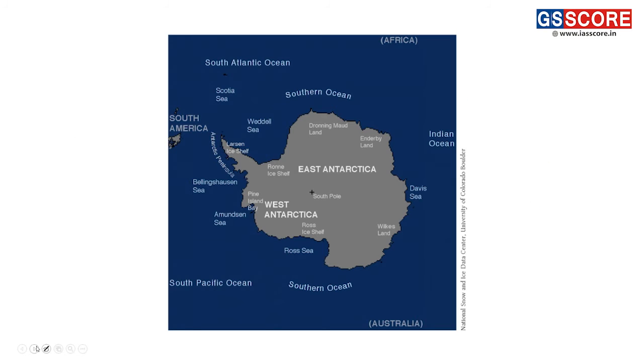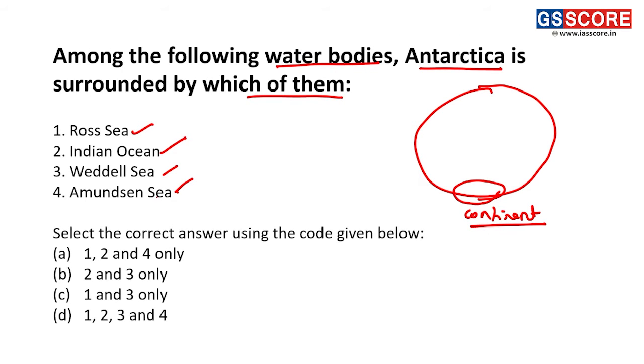Looking at the diagram, this is Antarctica, and here we can see the water bodies surrounding the Antarctica region. Indian Ocean is a correct option. Weddell Sea is also a correct option. Then Amundsen Sea is also correct, and Ross Sea is also a correct option. Thus, looking at all the options, option D, that is all of the above, 1, 2, 3, and 4, is correct.